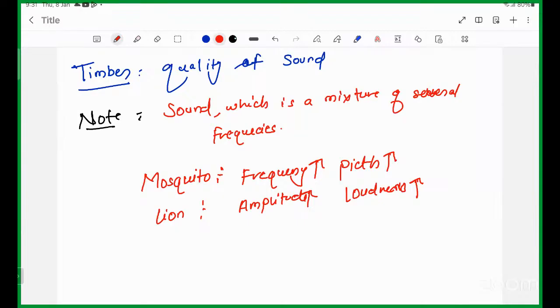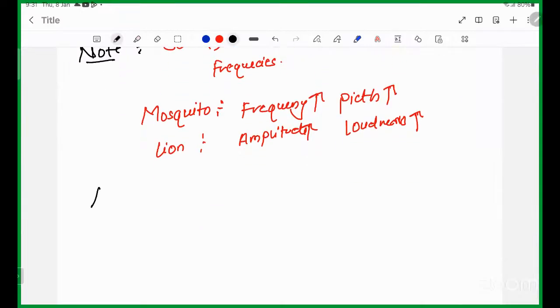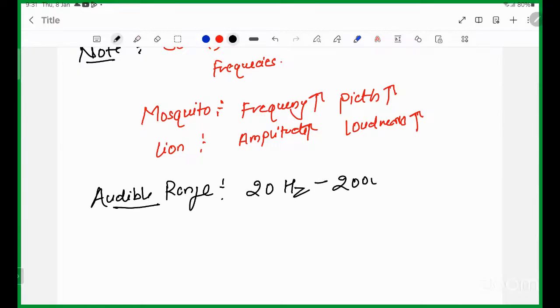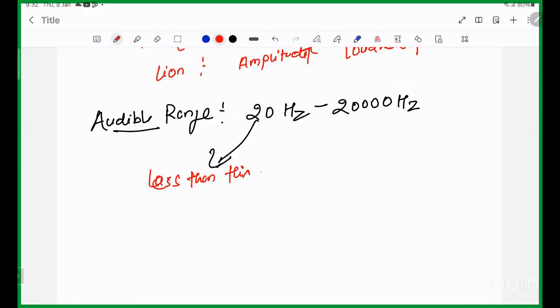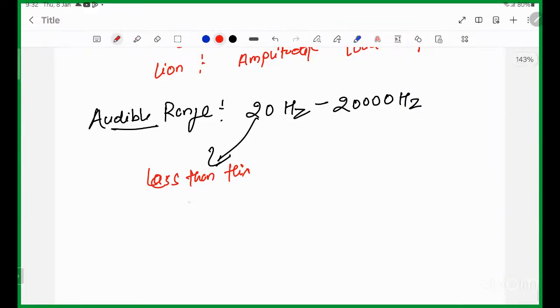In this case, the audible range. What is the audible range? It's 20 hertz to 20,000 hertz for human beings. Less than this frequency, we call infrasonic sound.